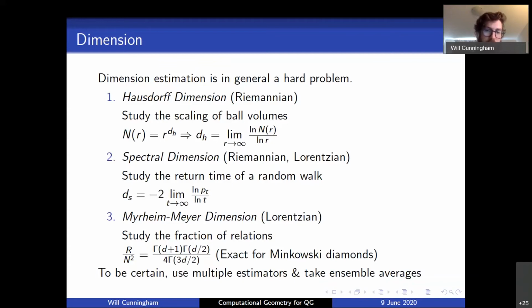There's also this Myrheim-Meyer dimension, which is exclusive to Lorentzian manifolds. And what this is doing is it's studying the fraction of relations that you would see in a Minkowski diamond. So given a larger general Lorentzian random geometric graph, you can always choose a diamond subset by picking a pair of points and looking at their intersection. So it's the future of one point intersected with the past of a second point. So this expression is going to be exact for Minkowski diamonds. It will not be exact for general graphs.